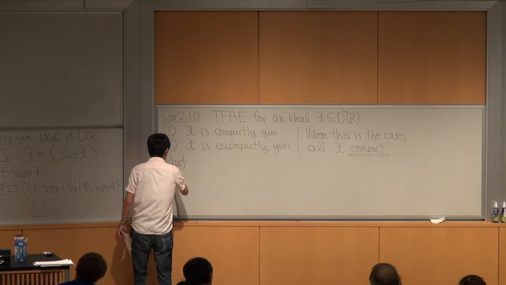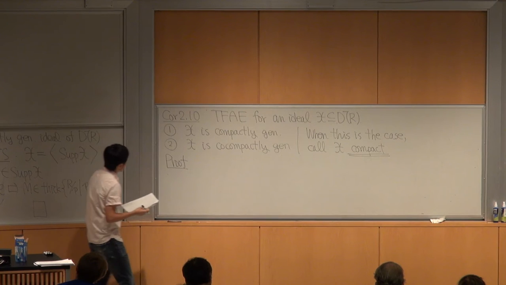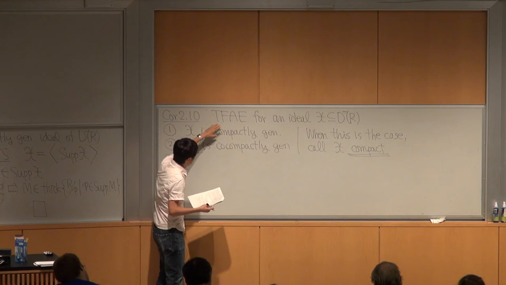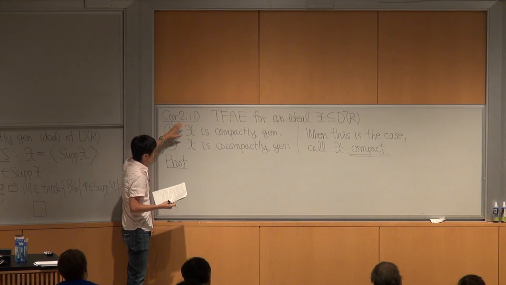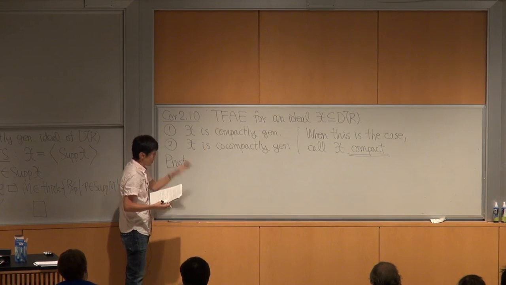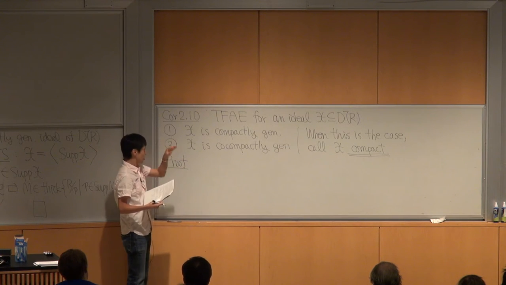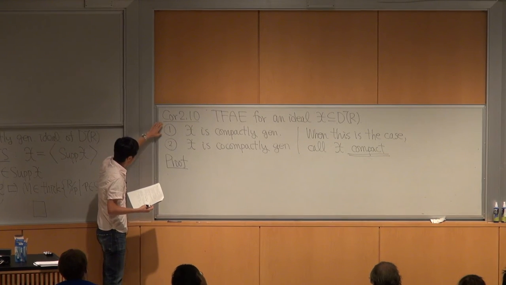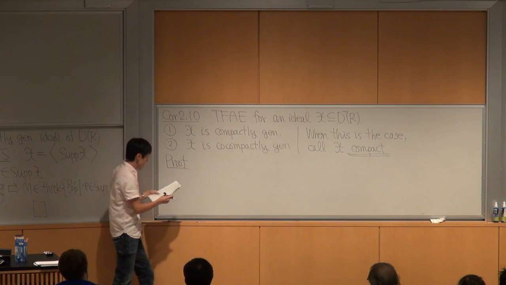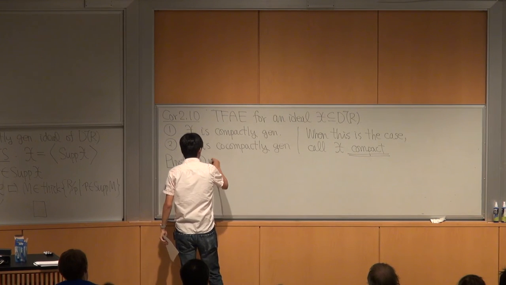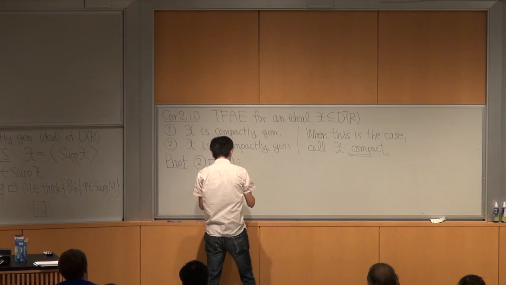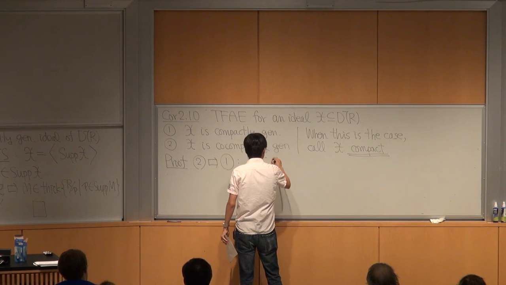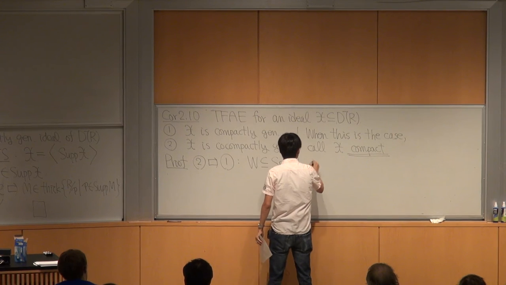So let me give a proof. The implication from 1 to 2 is obvious, because any compactly generated ideal is generated by an object in K^b(R), which is contained in D^b(R). So it is co-compactly generated. So 1 implies 2 is obvious. We need to show 2 implies 1, and this comes from the following observation. Let W be a specialization closed subset.